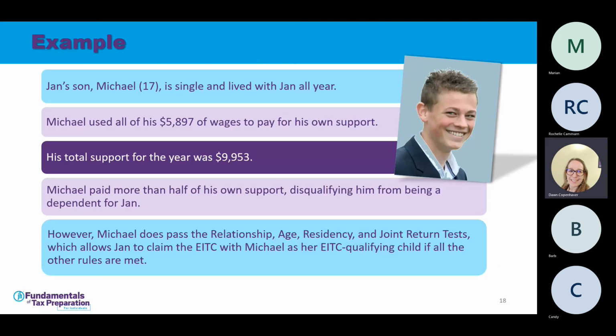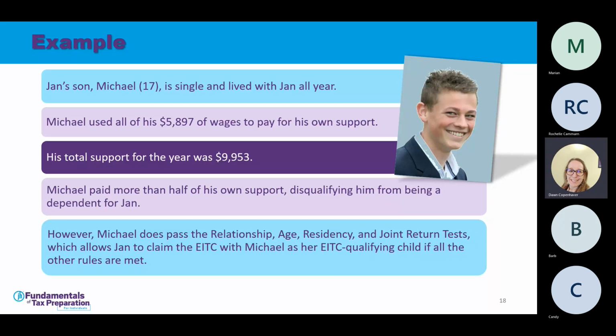Okay, so here's an example. Jan's son, Michael, 17 years old, is single and lived with Jan all year. Mike works part-time. He earned $5,897, which he uses to pay his own support. His total support for the year was $9,953. So basically that means that's how much it took for him to live for the year: housing, food, clothing, shelter, all the good stuff. Well, maybe not the good stuff, but the necessary stuff. Michael paid more than half of his own support, disqualifying him as a dependent for his mother. Because again, as a dependent, you have to provide more than half of the taxpayer's support.